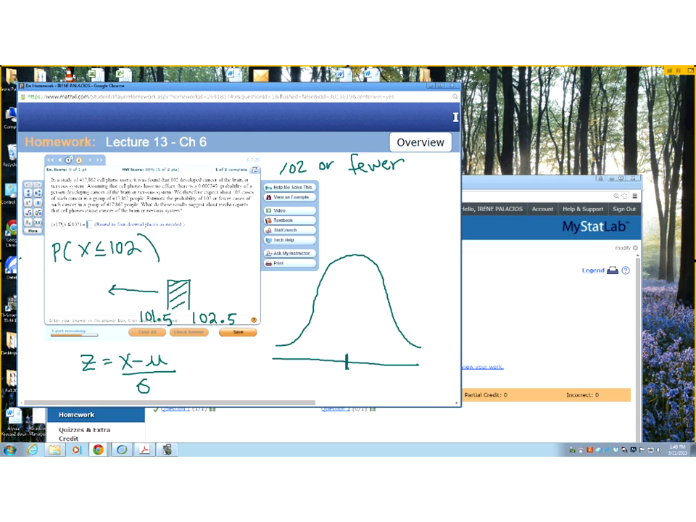It's everything to the left that's going to be shaded, right? So where does it begin? It begins at 102.5 because everything to the left is going to be shaded. I'm trying to shade everything to the left. So for X, we are going to be using 102.5 minus the mean, divided by the standard deviation.